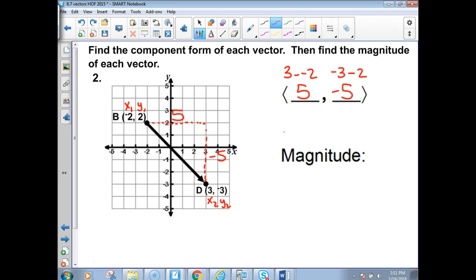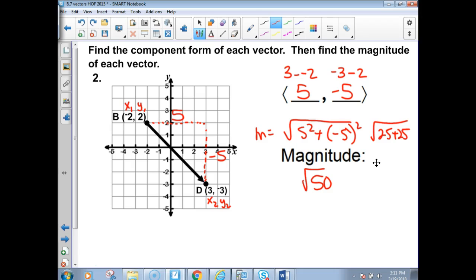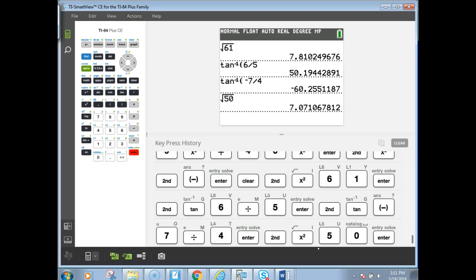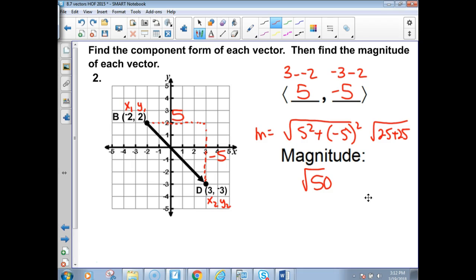The magnitude will be the square root of 5 squared plus negative 5 squared. Be careful and make sure you remember that when you square a negative, you get a positive. So this is the square root of 25 plus 25, which is the square root of 50. We're going to use our calculator for that and give a decimal estimate. Although we did learn to simplify radicals, we could say it's 5 times the square root of 2, or 7.1. That's it for that.